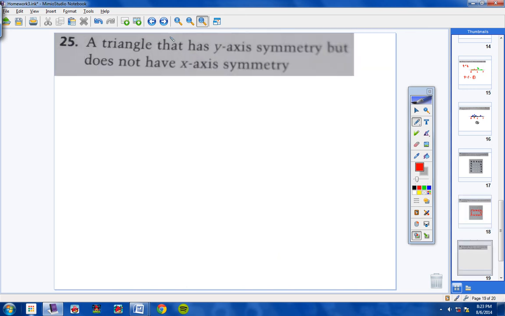So here we go. They want us to draw in numbers 25 and 26, they want us to draw on a coordinate plane the following. For number 25, they want us to draw a triangle that has y-axis symmetry but does not have x-axis symmetry. So let's see if we can do this, okay? There's my y-axis and there's my x-axis. Let's go ahead and label this. Here's y and here's x.